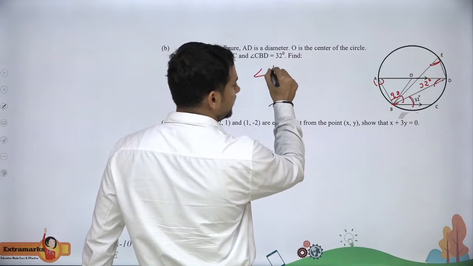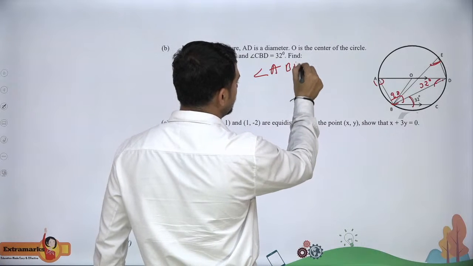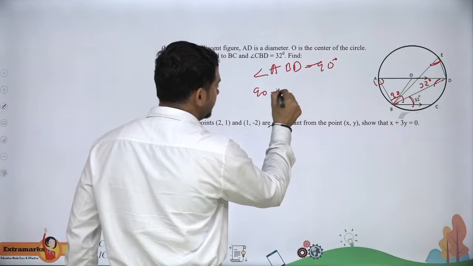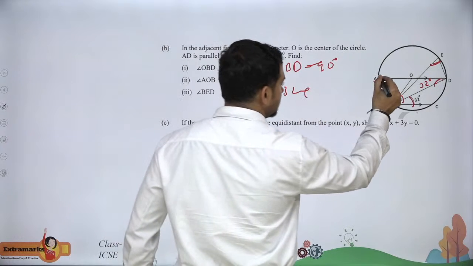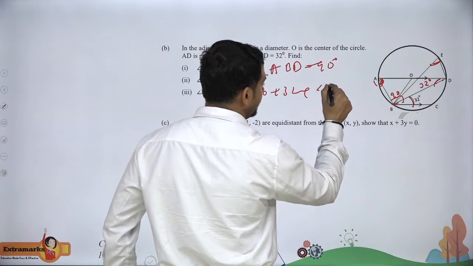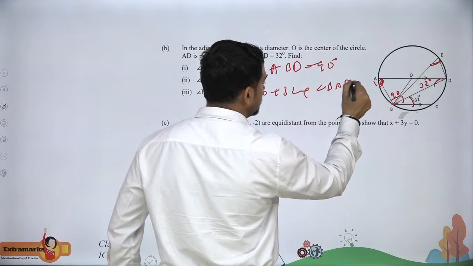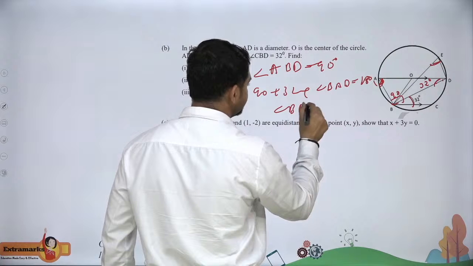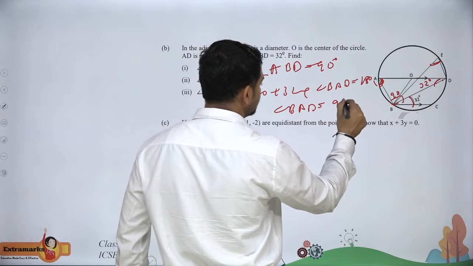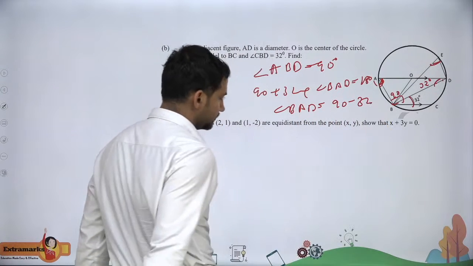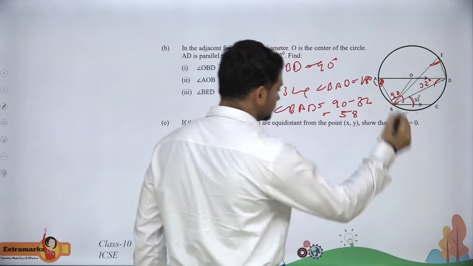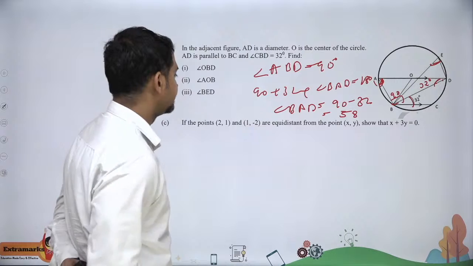We know that angle ABD is also equal to 90 degrees. Then 90 plus 32 plus angle BAD should be equal to 180 degrees. Then what should be angle BAD? 90 minus 32. And what is 90 minus 32? It is equal to 58.